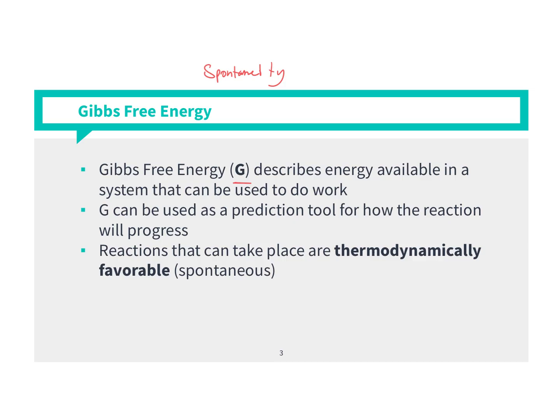And you can actually use G to predict spontaneity. So reactions that take place are thermodynamically favorable, which means they are spontaneous. And so you can predict spontaneity by calculating G.